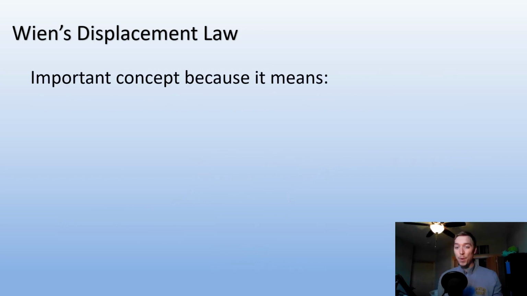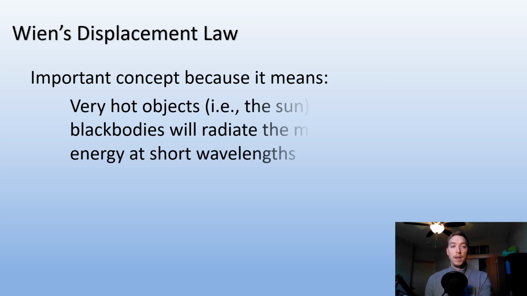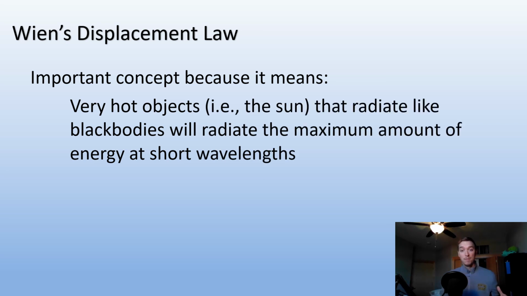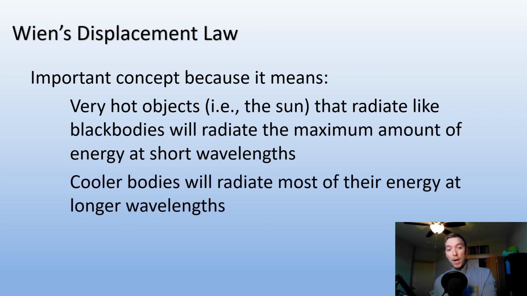This is a pretty important concept for us because it means that very hot objects, like the sun, that radiate like black bodies will radiate the maximum amount of energy at shorter wavelengths. Cooler bodies will radiate most of their energy at the longer wavelengths.